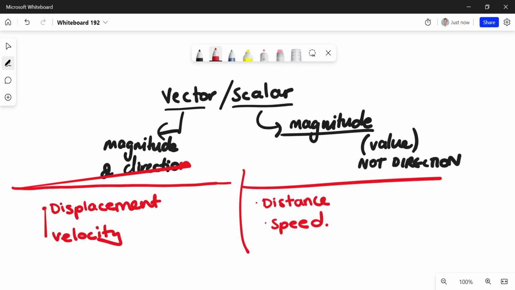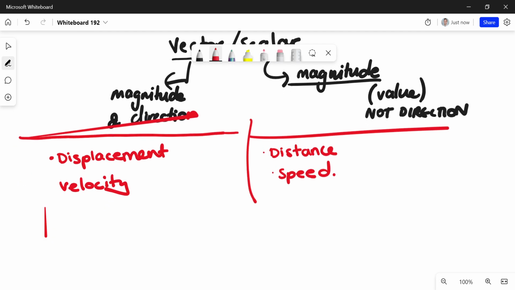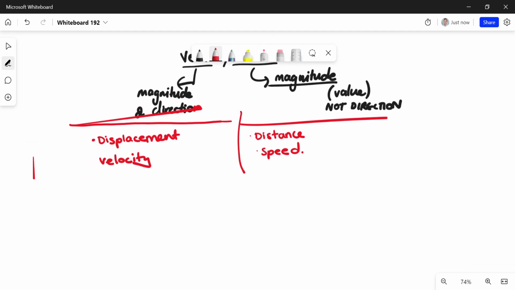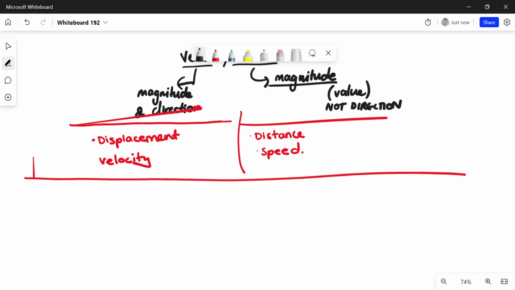What that means is that if I'm being asked to find distance, I'm literally just finding a number and I'm not interested in the direction. And likewise, if I've got a question asking me about speed, I also don't care about direction. With these two, displacement and velocity, I need to have some information about direction in order to answer the question. So I just want to unpack quickly what that looks like in a few different questions for us here.